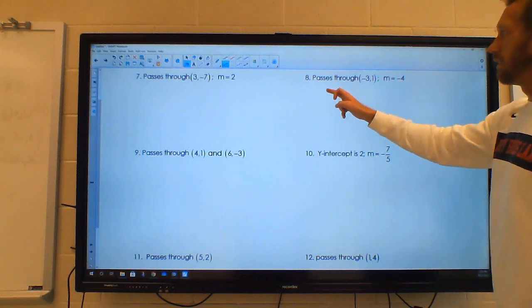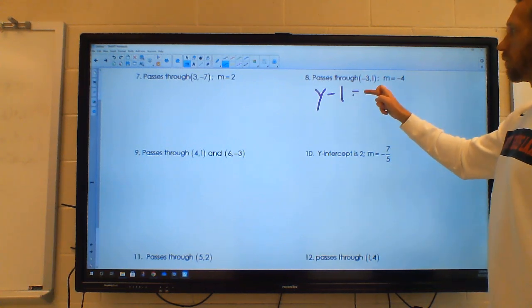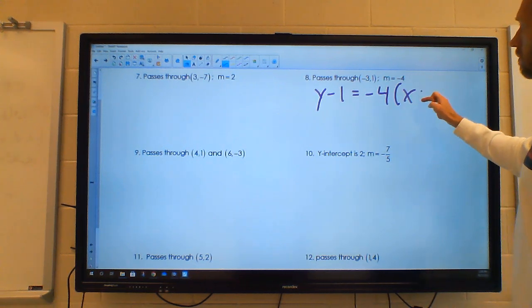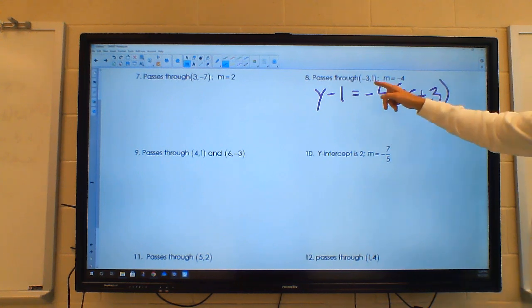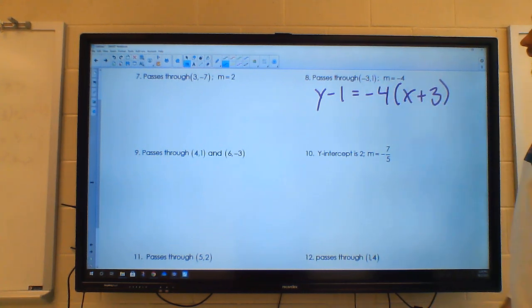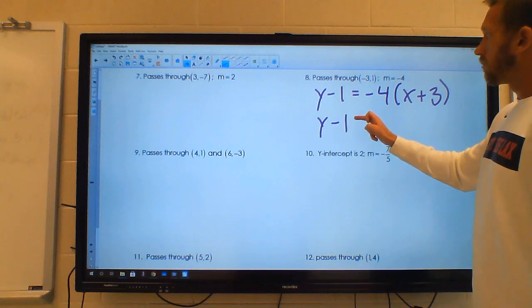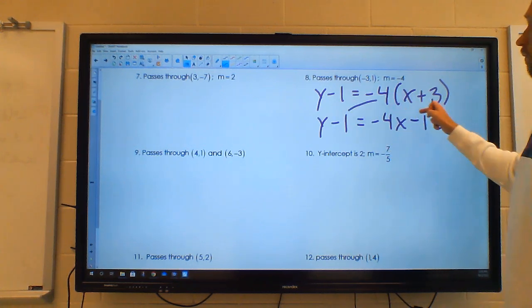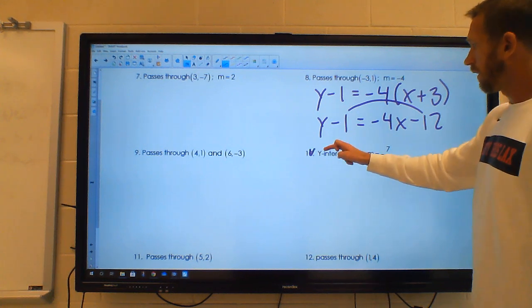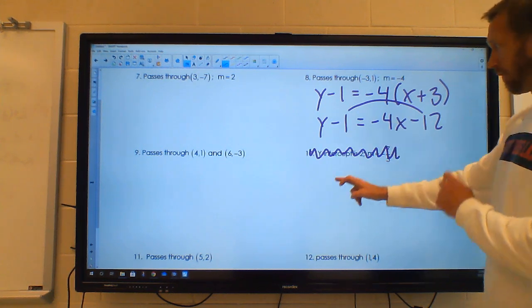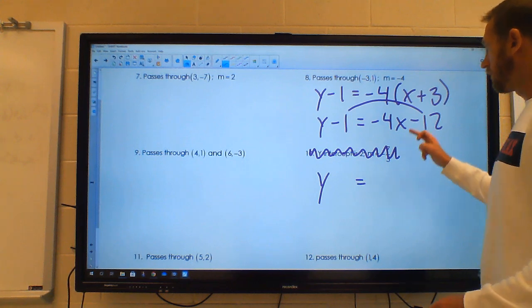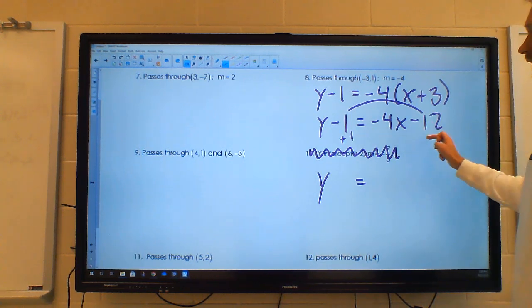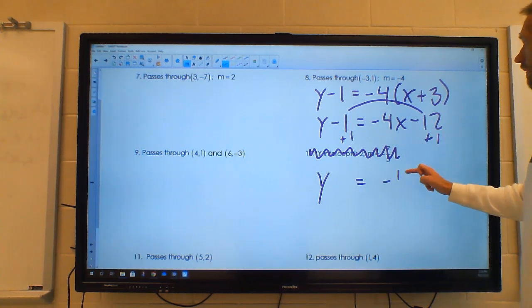All right, same thing here. y minus 1 equals negative 4 times x plus 3. Now it's a positive 3 because it was minus a negative 3. Okay? y minus 1 equals negative 4x minus 12. Move the 1 over. Get rid of that. That's a new problem. So move the 1 over. That becomes, I'll just show you that step, plus 1. So negative 11 over here.